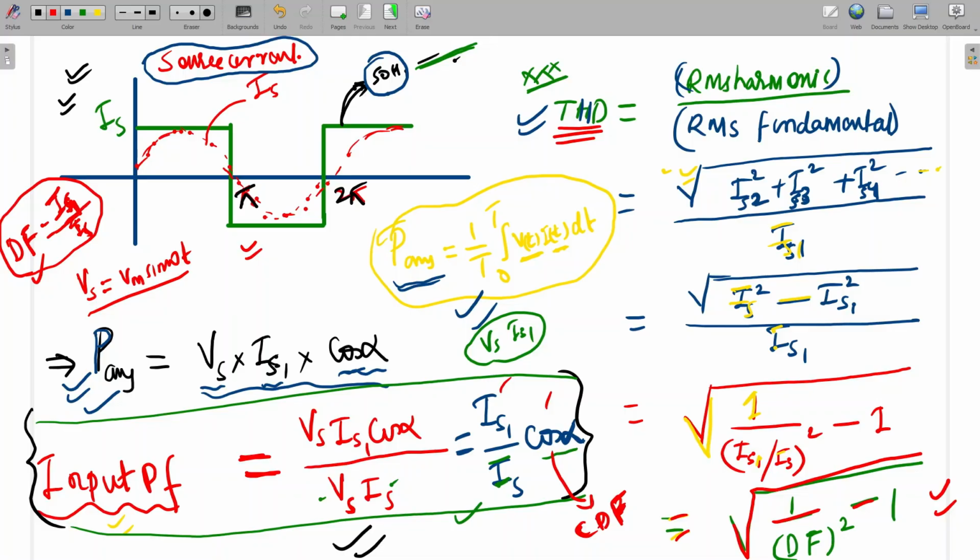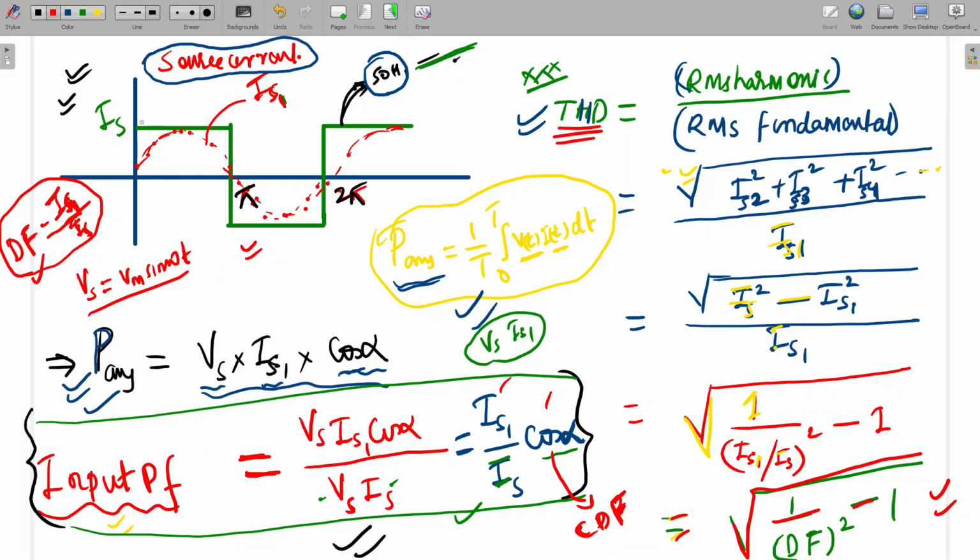IS1 is the fundamental of source current. See, this green color waveform is showing the source current, and this red color is showing the fundamental of the source current. Fundamental means, after the harmonic analysis, the 50 hertz component. Okay, we will see next.